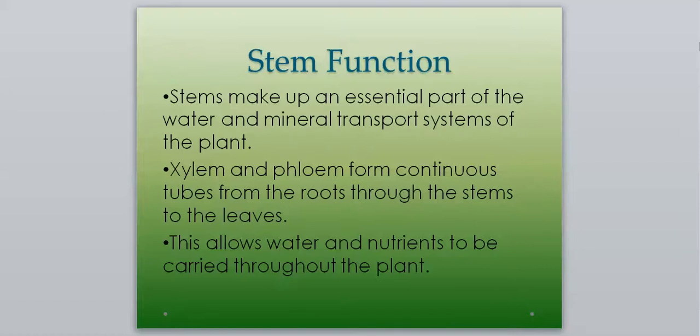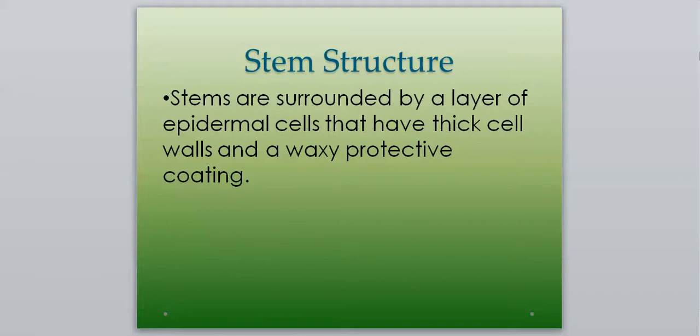And some other things about their function, they make up an essential part of the water and mineral transport systems of the plant. I mentioned that already. The xylem and phloem form continuous tubes from the roots through the stems to the leaves. If they didn't have the stem in there, they'd have no way of getting from the roots to the rest of the body. And this allows the water and the nutrients to be carried throughout the plant. So those are the main functions of our stem. The big one being that bridge between the roots and the leaves so we can get some growth going on in our plant. So we're going to look at the structure of a stem.